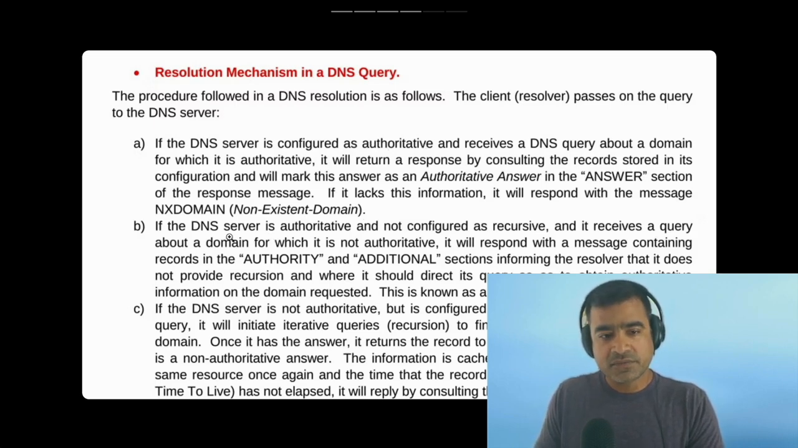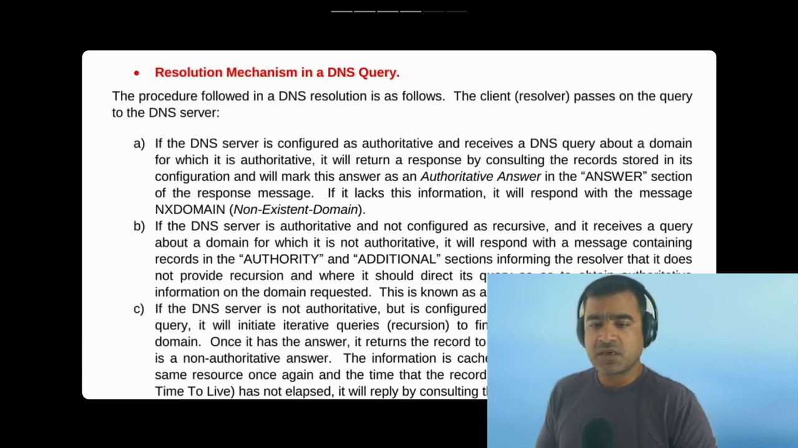What is the second role? If the DNS server is authoritative and is not configured as recursive, which is pretty much the case, and it receives a query about a domain for which it is not authoritative, it will respond with a message containing records in the authority and additional sections, informing the resolver that it does not provide recursion and where it should direct its query so as to obtain authoritative information on the domain requested. This is known as a referral response. So this is pretty implicit, right?